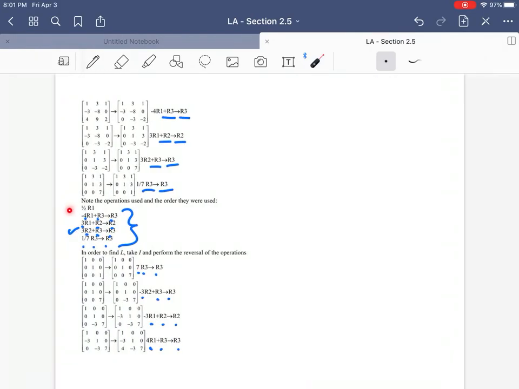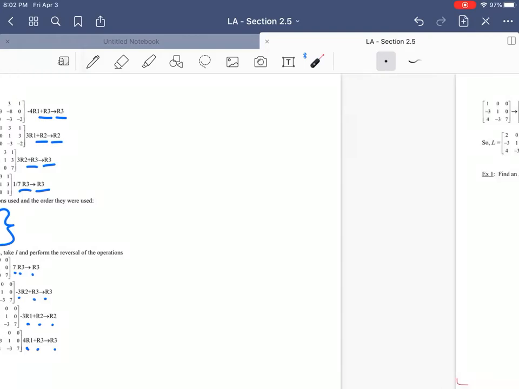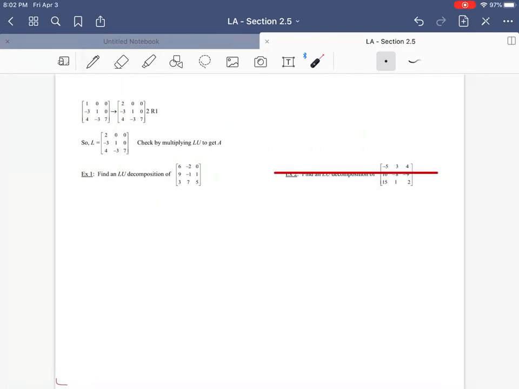Remember, that's because this one right here was 1/2. So basically, if you multiply by something, then you multiply by the reciprocal of it. If you're doing a row addition, then you basically add the opposite of that thing for your reverse order. All right, so we come up with this answer.